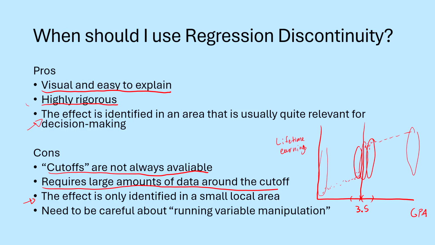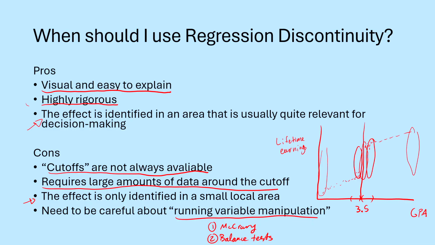The very last con to be aware of is that you need to be careful about running variable manipulation. But again, here we have tools so that this isn't quite such a big deal. You can do your McCrary style density tests, and you can do your balance tests. And with those two tests, you can be confident that running variable manipulation isn't affecting things too much.